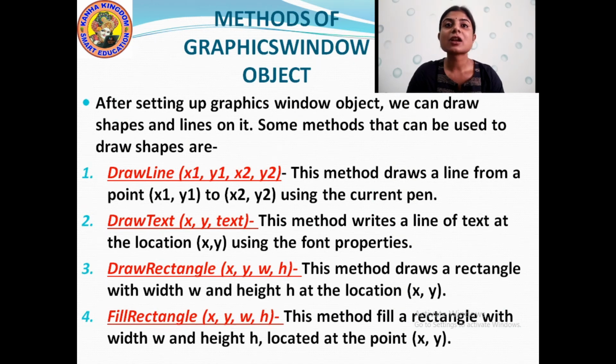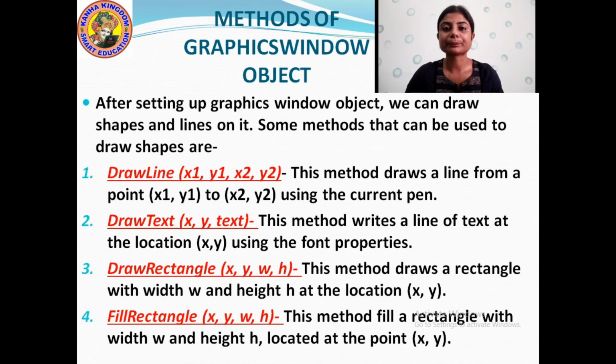By using this line of code, that is draw line X1, Y1, X2, Y2. While we draw a line in a graph, we use different quadrants and different letters to denote the axis in the graph. The vertical line is denoted by the Y-axis and the horizontal line is denoted by the X-axis.